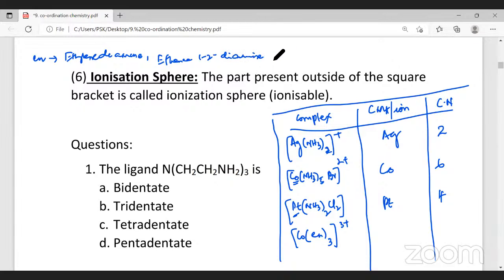Ethylenediamine, what is its denticity? Is it a monodentate or bidentate ligand? It is a bidentate ligand. Now, when I say it's a bidentate ligand, we learned the structure also in the last class.